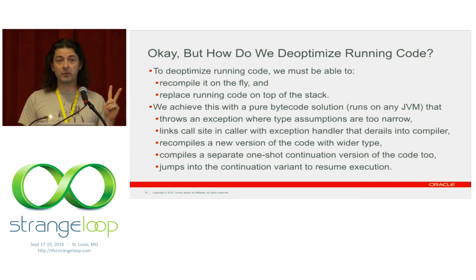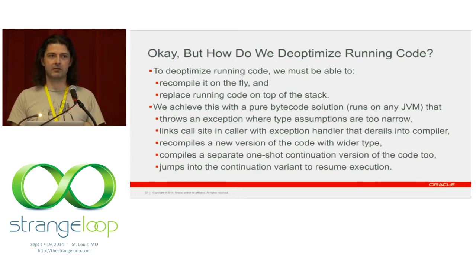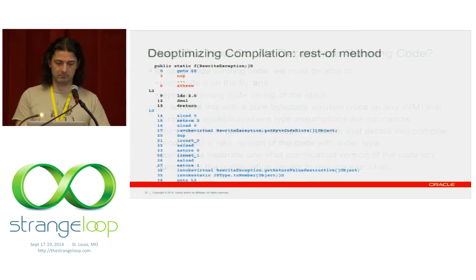It generates two versions of the code. The new version of the code with a wider type at that point, it installs wherever it needs to be installed for later discovery if some other site also invokes the same function. But we also need to compile a separate one-shot continuation version of that code as well. And then we need to invoke that to resume execution as if nothing happened.